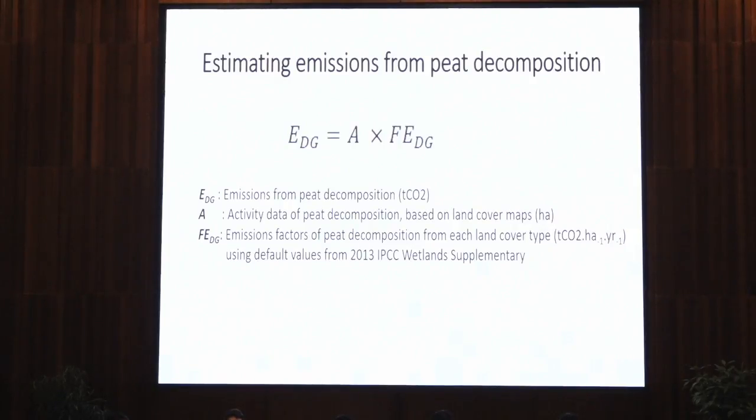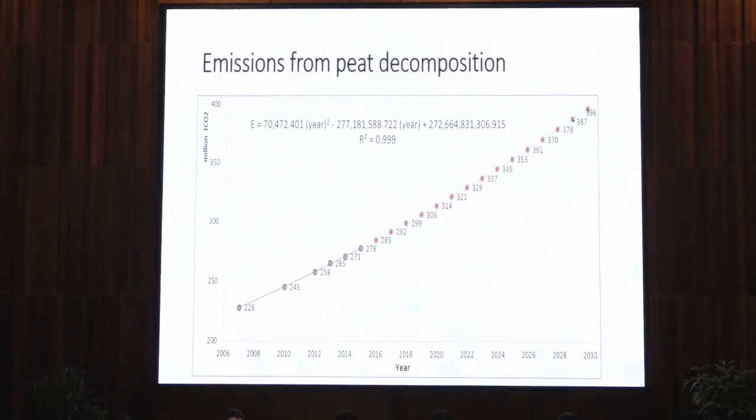for the emission factors. And this is the result of the annual emissions from peat decomposition in 7 priority provinces. So we can see in 2006, it was 228 million tons CO2 and rose to 271 in 2015. And we use nonlinear regression, and luckily this data has a strong correlation. So we estimate until 2030. This is the business as usual baseline.